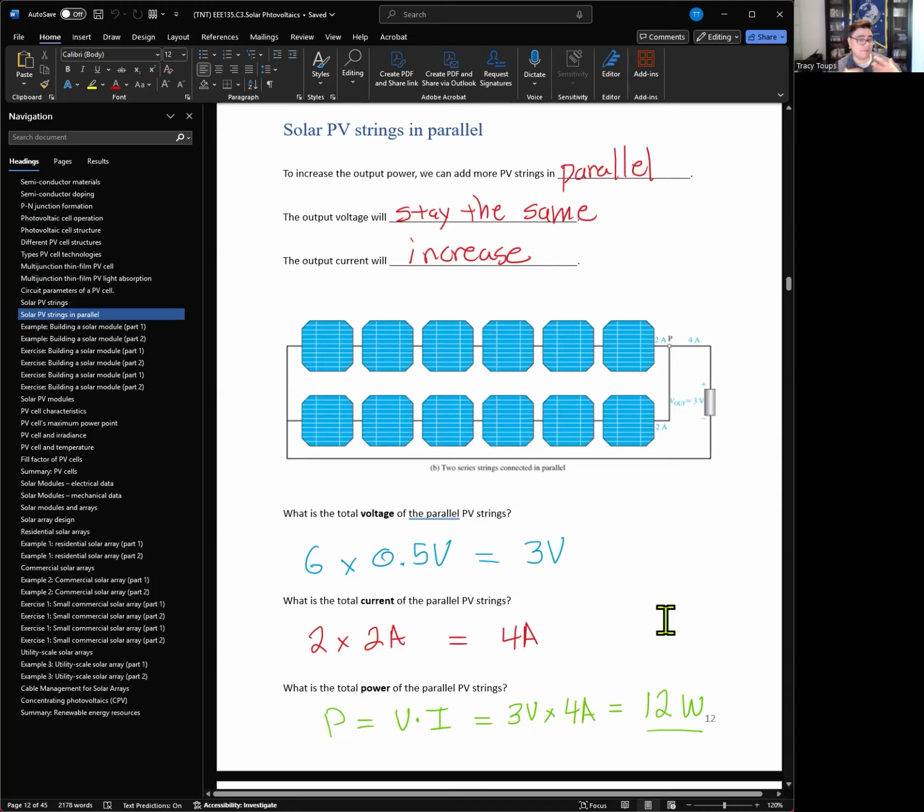So you can see we have a building block system now. We take an individual cell, we start stacking them up in series to get the voltage. Once we get the voltage, we could copy and paste that string over and over again to increase the current.